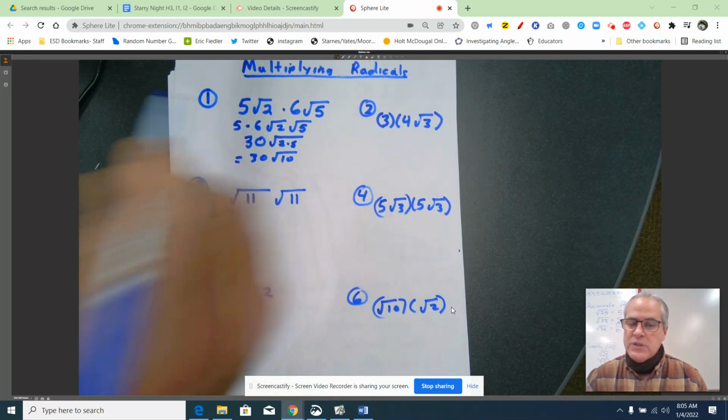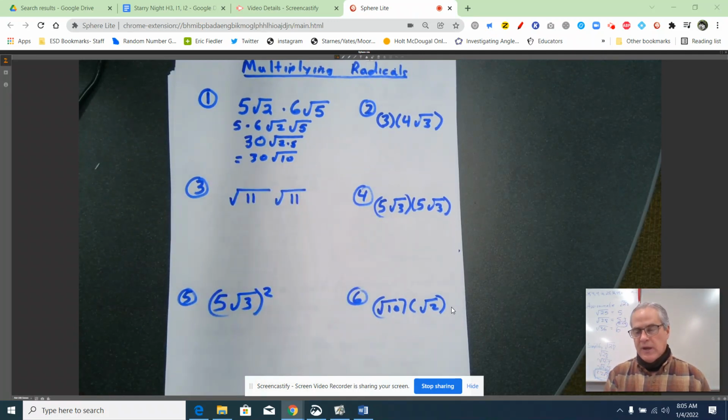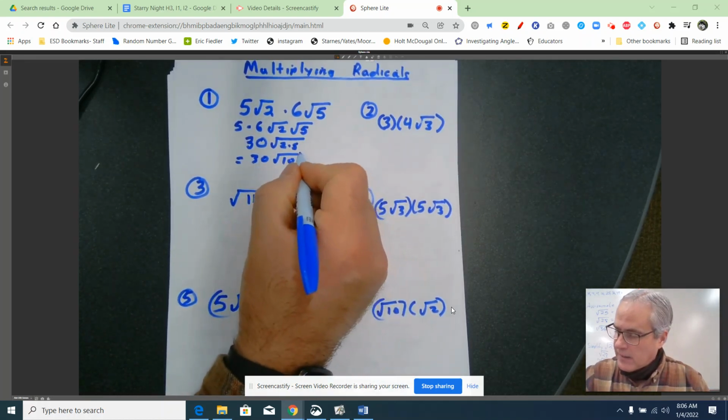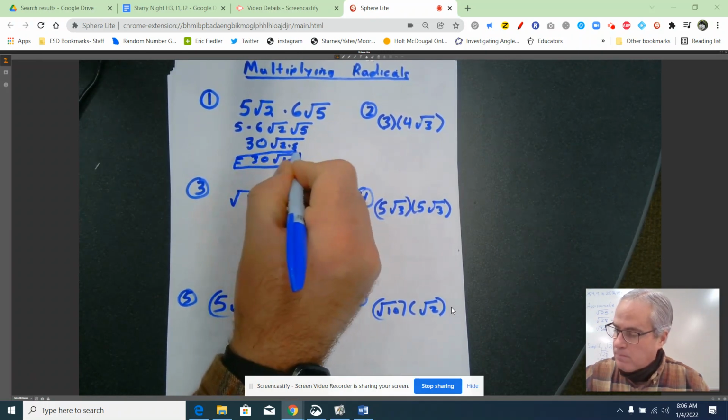And now you should always check when you do that, because sometimes when you multiply, you'll create a radical that can be simplified. 1 goes into 10, 4 doesn't, 9 doesn't, we're done. This is the final answer. And if we could simplify, we would.